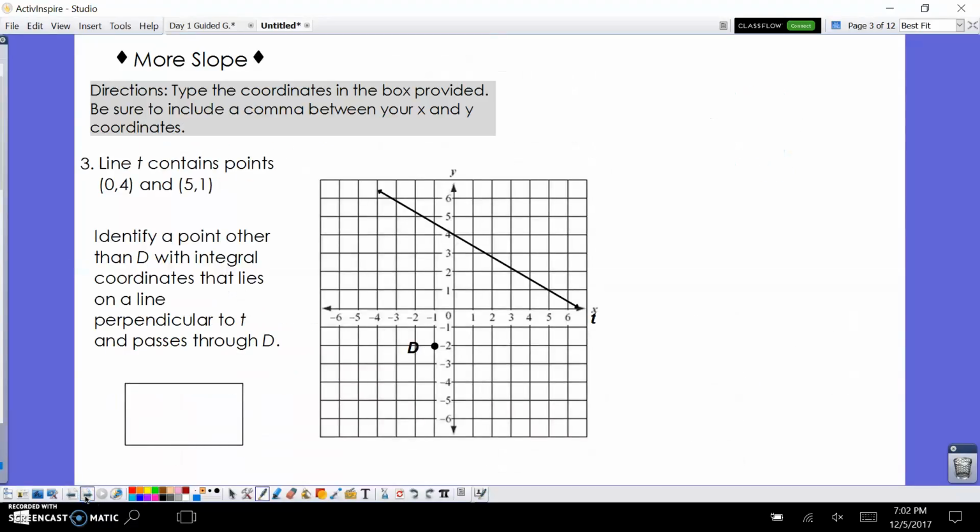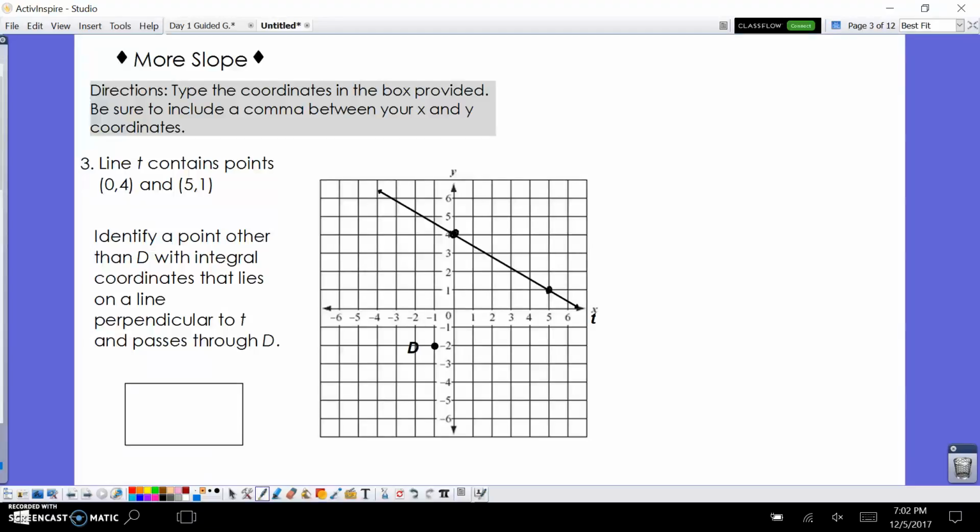Alright? Here's another slope question. This one says line T contains 0, 4 and 5, 1. So let's go ahead and plot those. I know you can't really see them on here. So 0, 4 and 5, 1. Alright, so I'll plot those 2 points.